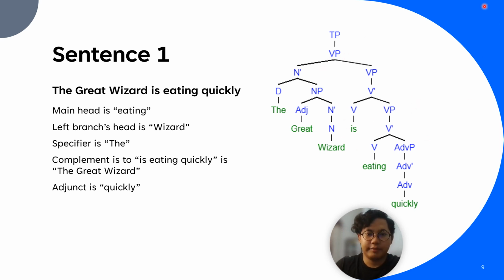That is a complement. If the sister appears after the head, so here, this is the head for the whole sentence, eating. If it appears after and it gives extra info about the sentence, we call that an adjunct. So here, the adjunct is quickly. You can say the great wizard is eating, but you want to add more info, so quickly.